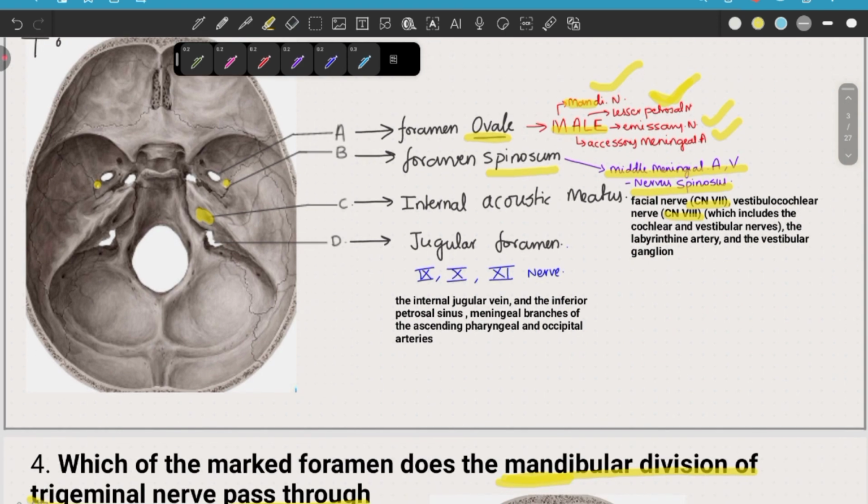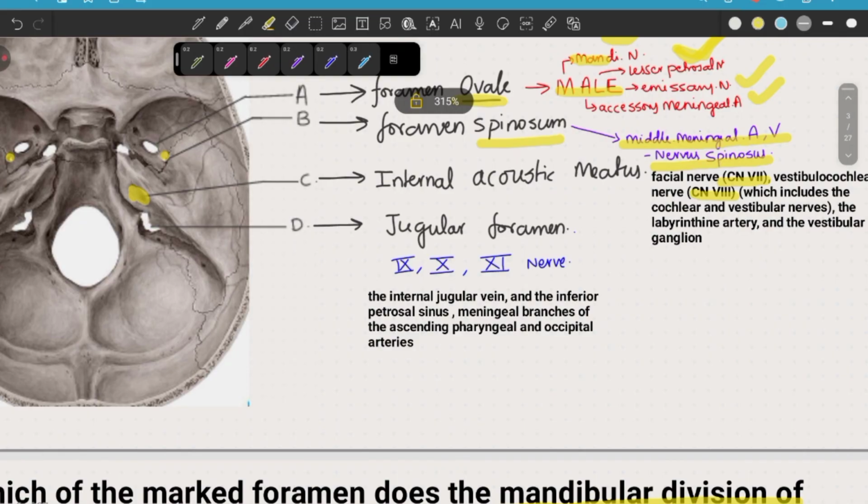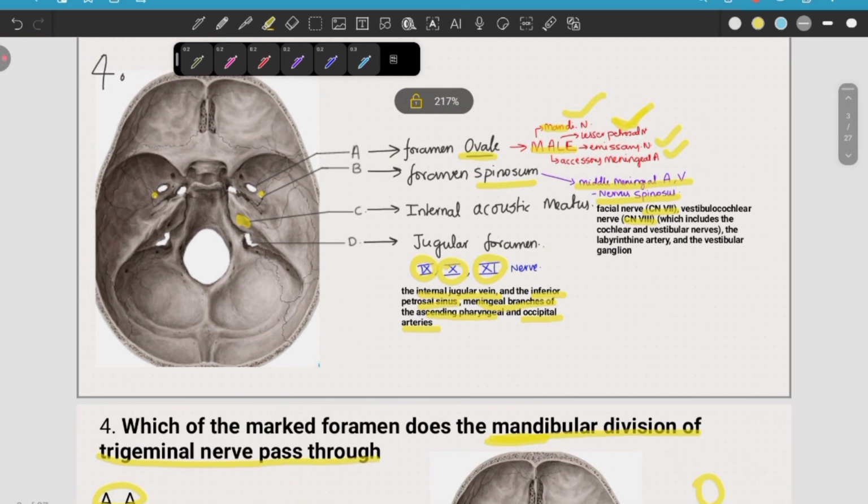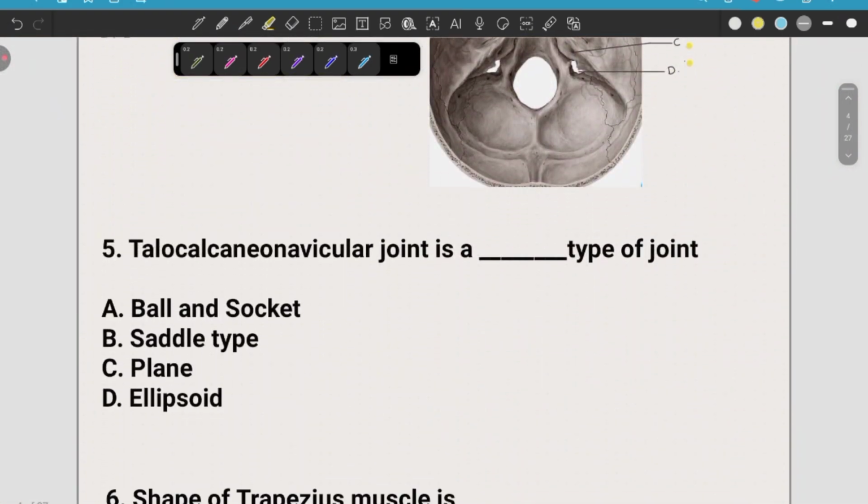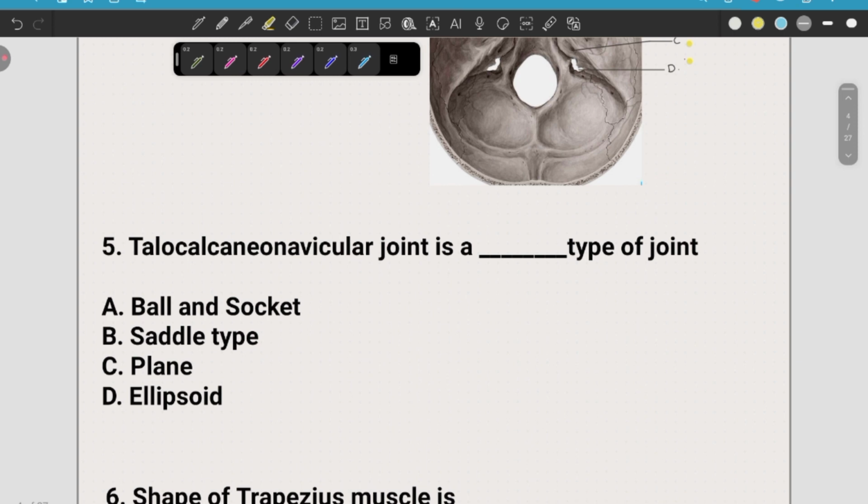So next, jugular foramen. All 9, 10, 11 nerves come from the jugular foramen, and there is the internal jugular vein in that and the inferior petrosal sinus. Meningeal branches of the ascending pharyngeal and occipital arteries also come from the jugular foramen. Okay, fourth one done.